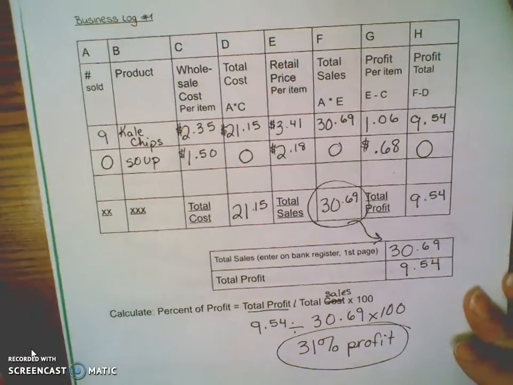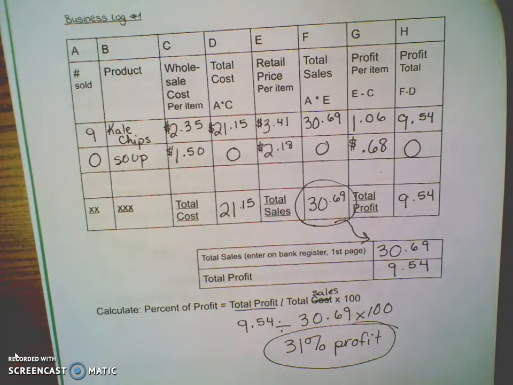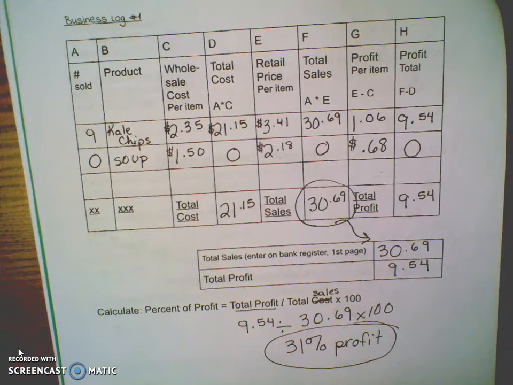Okay, and that's how you fill out a business log. So please write down any questions that you have. Make sure you do as much as you can, and then anything that you're having trouble filling in, please write a question by it. You should be able to do the majority of it. If there's one box or two that you're not sure how to fill in and you can't get the answer from someone else, then write a question down and I will help you when I get back.